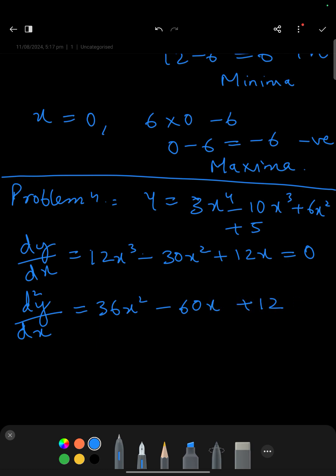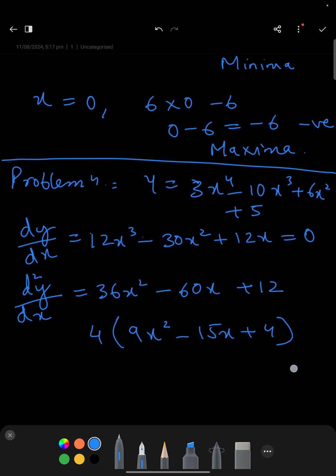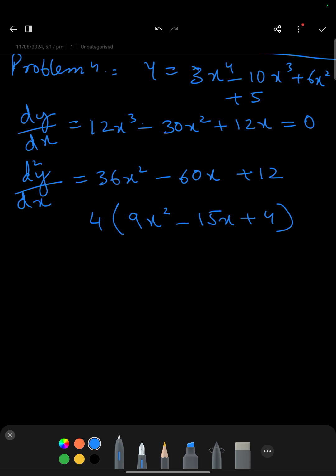Now we will differentiate this equation and 4 is common, so we will take out the 4, minus 15x plus 4. Okay, we can't do so because this is not equal to 0. This we don't know about, so we have a doubt. That's why we can't do so. We will do algebra on the first equation.